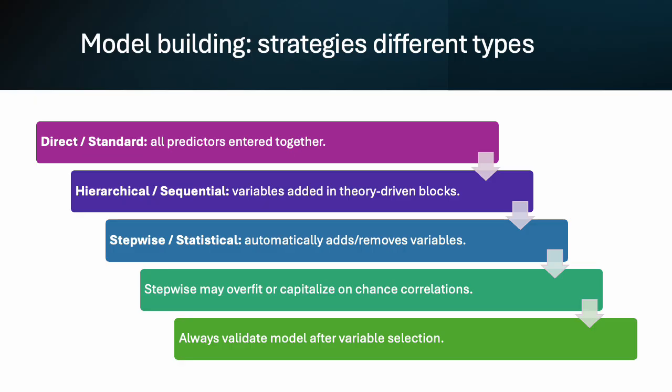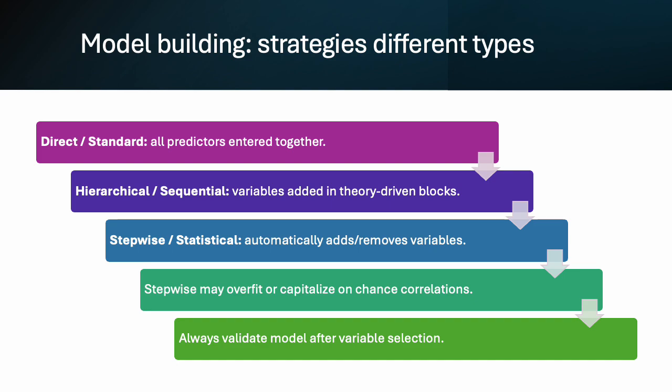This approach is common when you already have a strong theoretical foundation and you're confident in which variables belong in the model. The second is hierarchical or sequential entry, where you add variables in blocks or stages based on theory or logic. This helps you see how each set of predictors improves the model and whether new variables meaningfully change the relationships you already found.